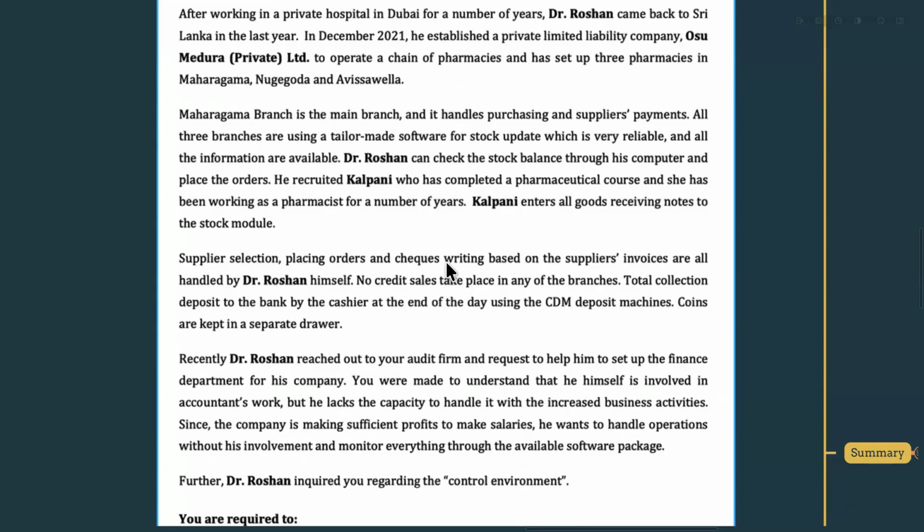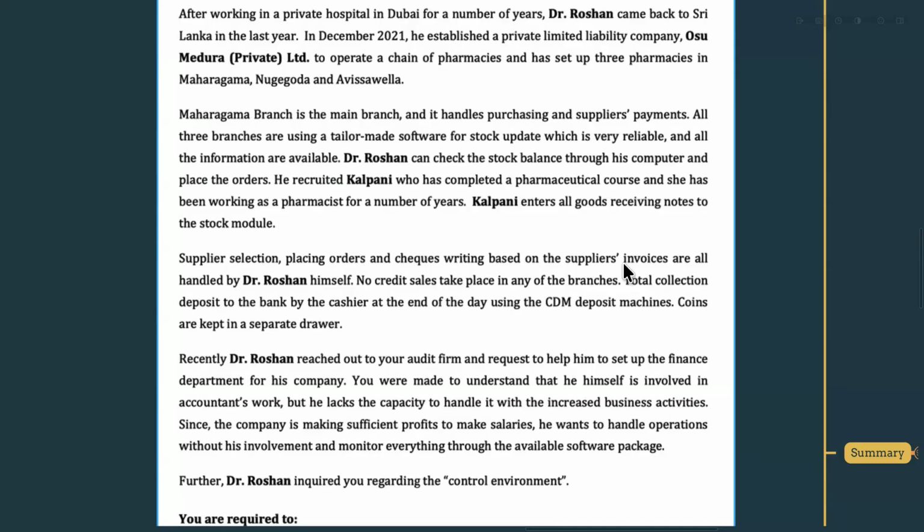Placing orders and writing checks based on the supplier's invoices are all handled by Dr. Roshan himself. Then again, there is a problem. They are relying on the supplier's invoices. Suppliers can sometimes put whatever they want. These suppliers' invoices should be checked against the purchase order as well as the GRN prepared by the company. They are not doing any three-way match before they make the payment.